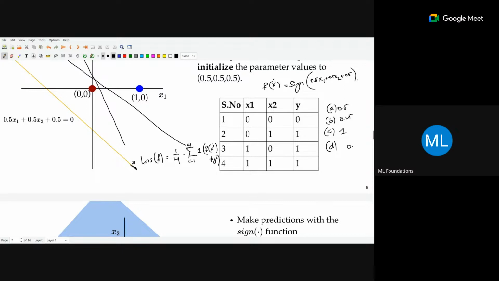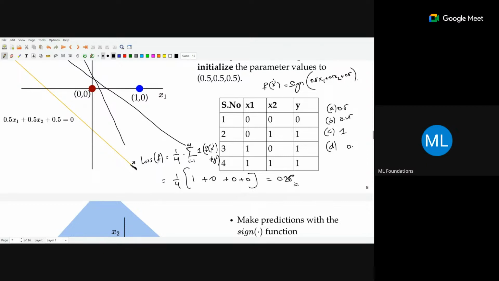Now what will be the sign of 0.5? It will be plus 1. So for the first point, f of xi is plus 1, but y1 is 0. So both are not equal, and the indicator function will give us the value 1 for the first data point. For the other points, if you substitute, everything is positive or greater than or equal to 0, so the sign will be plus 1 and y2 is also plus 1. So the indicator function is 0. Similarly, for the other two cases it will also be 0. So you will get 0.25.